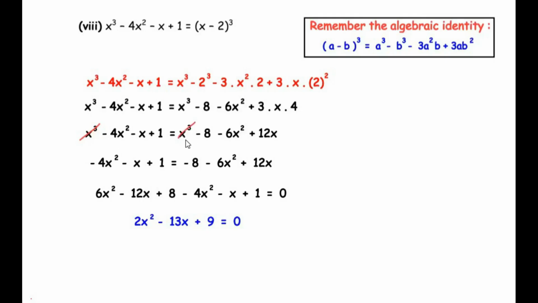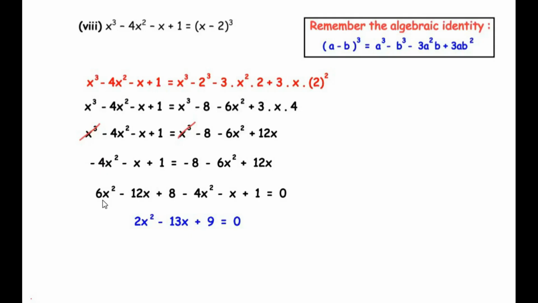or they get subtracted. So we are left with negative 4x square negative x plus 1 is equal to negative 8 negative 6x square plus 12x. Now let us take the right hand side terms on the left hand side. So negative 6x square becomes positive 6x square, positive 12x becomes negative 12x, and minus 8 becomes positive 8. And then we are going to write all the left hand side terms, that is minus 4x square minus x and plus 1 equal to 0.